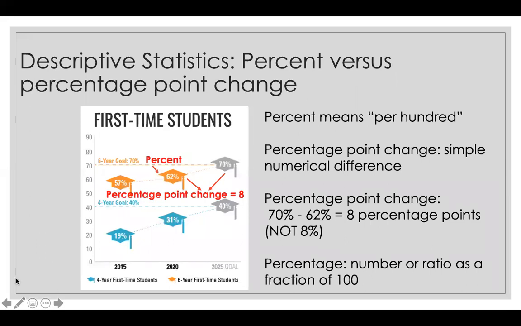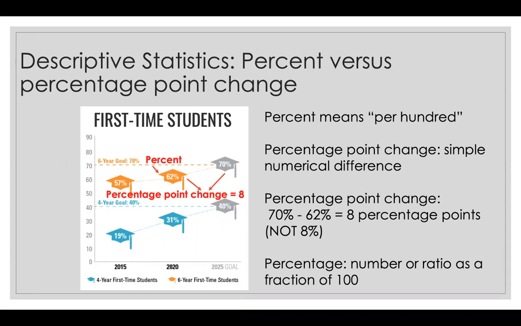So I just wanted to spend a little bit of time discussing percent versus percentage point change. And this is a real life example. This image is taken from the graduation initiative for the California State University system overall. And if you're looking at that orange line there, that 6-year graduation rate goal, you can see that we've started at 57%. Right now we are at 62%, and our goal is 70% graduation rate for all first-time students by 6 years.